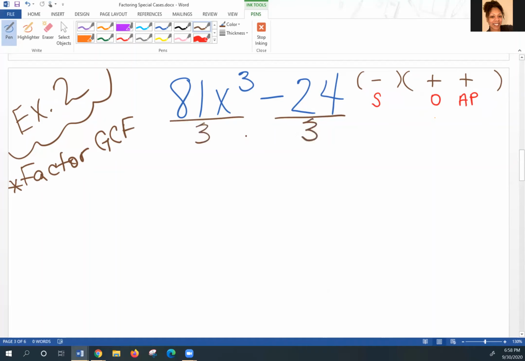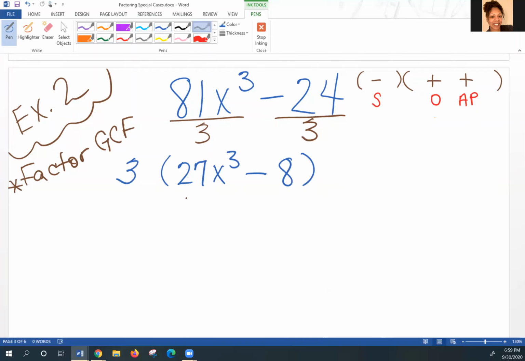When I divide something out, I have to put that in front of my parentheses. So I'm going to have a 3 outside. So now what's left over is that 81 divided by 3, which is going to bring down 27, and then x cubed, the sign minus, 24 divided by 3 is 8. Well, the negative is already accounted for. At this point, I can now do my inverse of cube rooting.